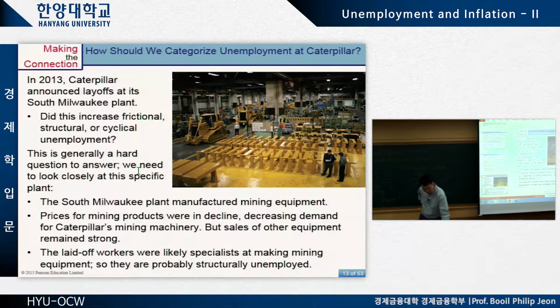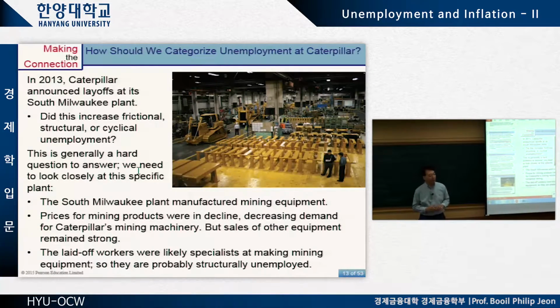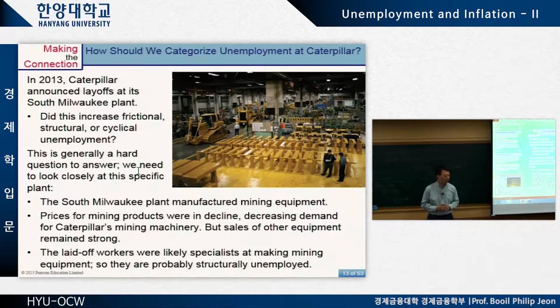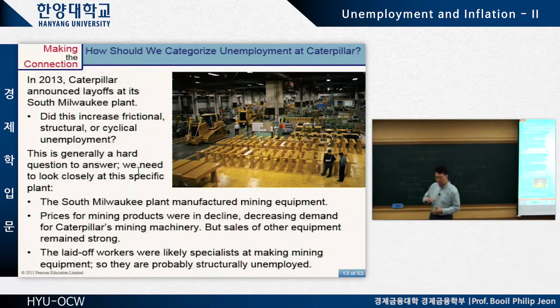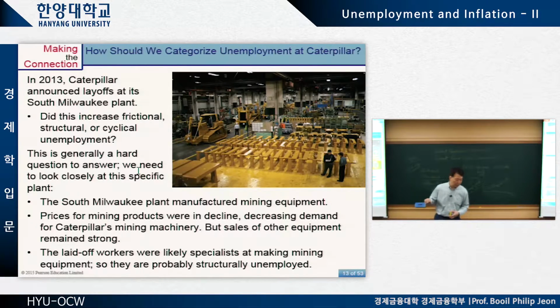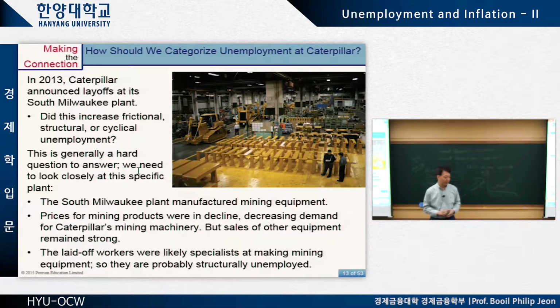Anyway, so in the Caterpillar situation, some people are laid off. Is that a frictional unemployment, or structural unemployment, or cyclical unemployment? Well, if you look at the details, how do you determine whether this is a structural unemployment or cyclical unemployment? If it's a cyclical unemployment, because it has to do with the economy, all the industries will be affected overall. So if the unemployment rate increases across different industries, then that will be a cyclical unemployment.